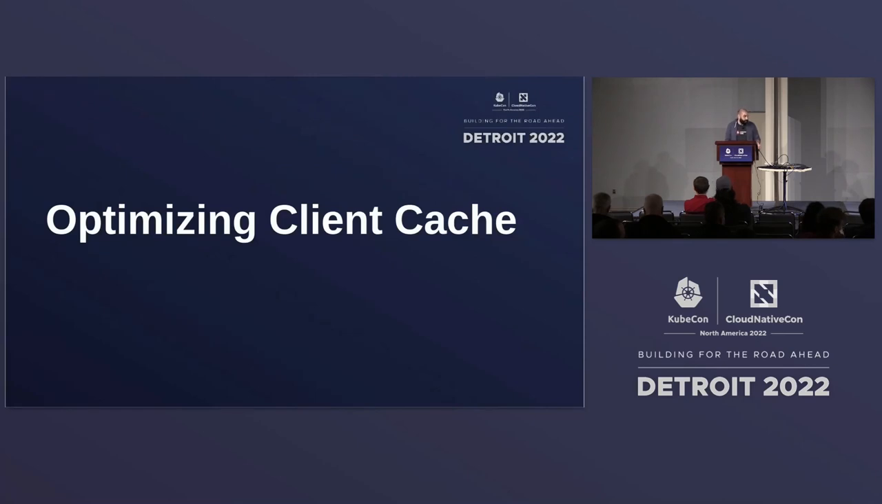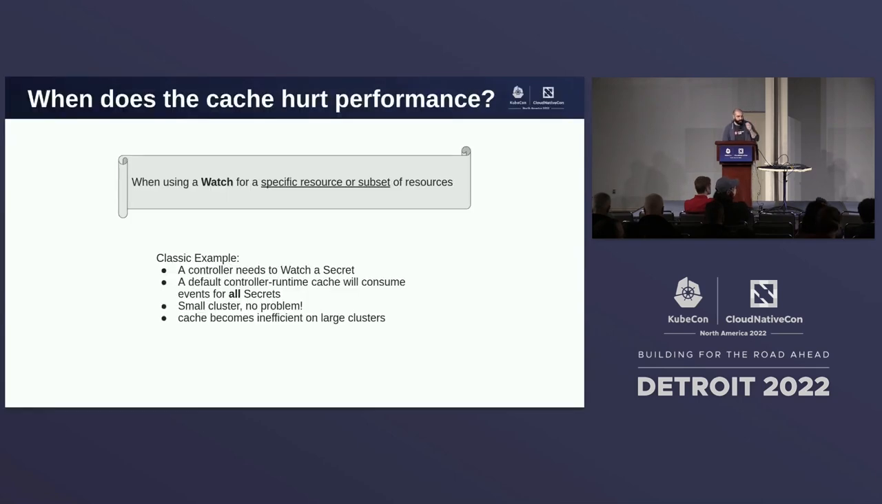All right, so now we're going to talk about the client cache, which is designed to make performance much better, but sometimes it can backfire. So let's talk about a specific case. This is a classic thing. We have people coming into the chat all the time saying, oh, I've got this operator. It's become totally unwieldy. What happened?